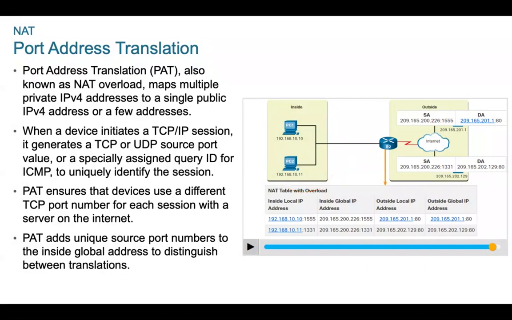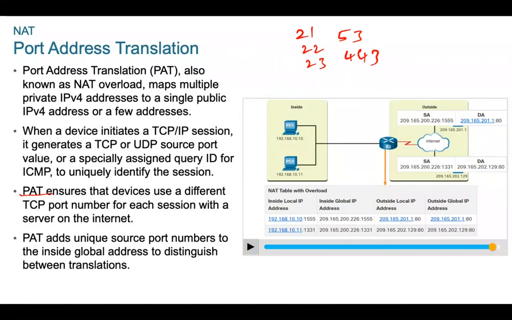With port address translation, multiple addresses can be mapped to one or a few addresses because each private address is also tracked by a port number. When a device initiates a TCP/IP session, it may use port number 21, 22, 23, 53, or 443 for different purposes: FTP, Telnet, SSL, and so on.